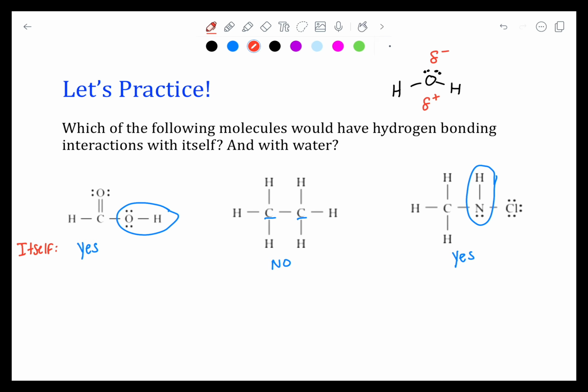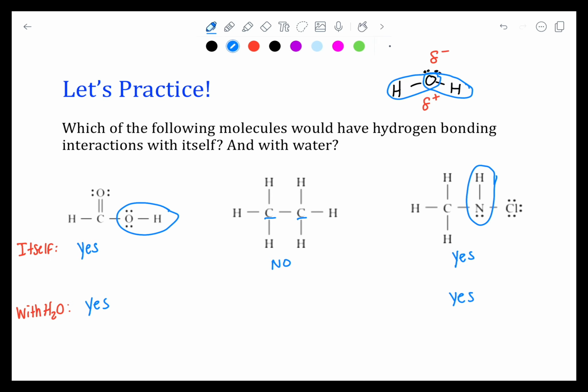So now let's ask with water. If it has hydrogen bonding with itself, it's capable of hydrogen bonding. So if it's capable of hydrogen bonding with itself, it's also capable of hydrogen bonding with water, because water has two spots where oxygen is bound to a hydrogen. So yes, this molecule would also have hydrogen bonding with water, as would our last example.